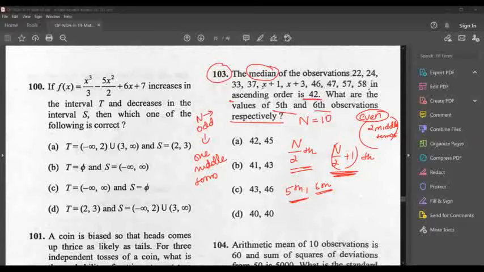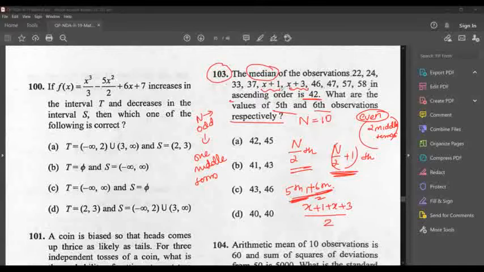So what is the 5th term here? That is x plus 1. 6th term is x plus 3. So x plus 1 plus x plus 3, divided by 2. Understood? Why? Because I already told you, if n is even, the average of the n by 2th term and n by 2 plus 1th term will be the median. Here n by 2 means 5, n by 2 plus 1 means 6. Average of that means 5th term plus 6th term by 2. That will be the median.